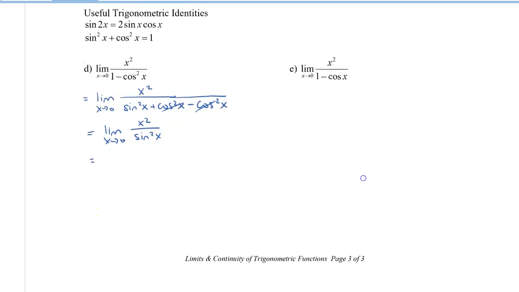Now, what I can do is expand this. So x squared is the same as x times x. And then sine squared x is the same as sine x times sine x. So I can split this up into 2 separate fractions like this. And each of these individual ones, as x approaches 0, is equal to 1. So this will be 1 times 1, and this will give me 1.